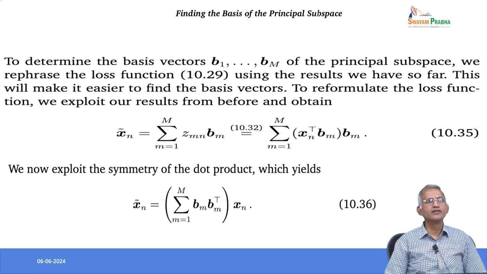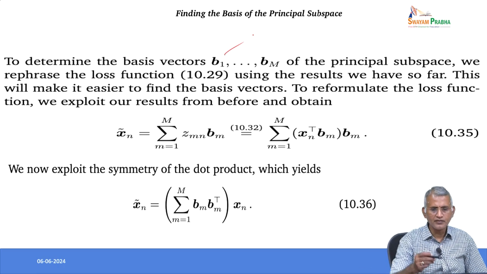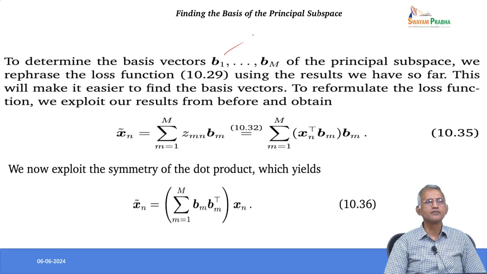Next, finding the basis of the principal subspace. So, determine the basis vectors b1 to bM of the principal subspace. We rephrase the loss function 29 using the results we have so far. This will make it easier to find the basis vectors. To reformulate the loss function, we exploit our result from before and obtain x_n bar equal to summation m equal to 1 to M z_mn b_m.